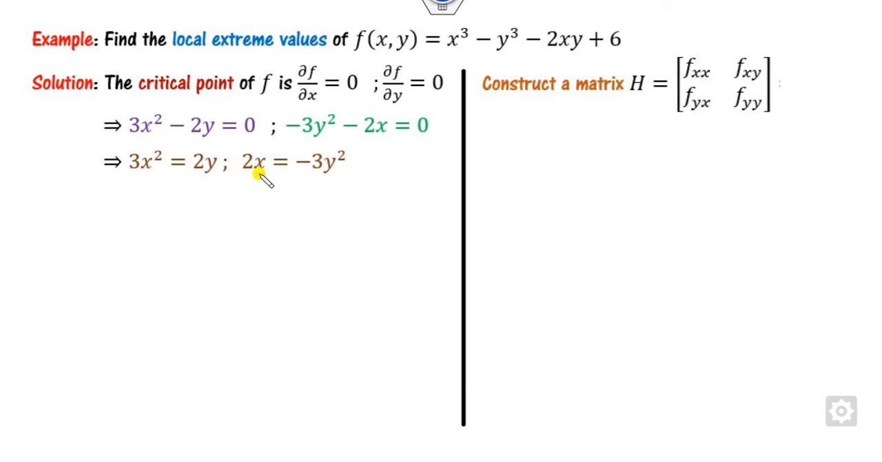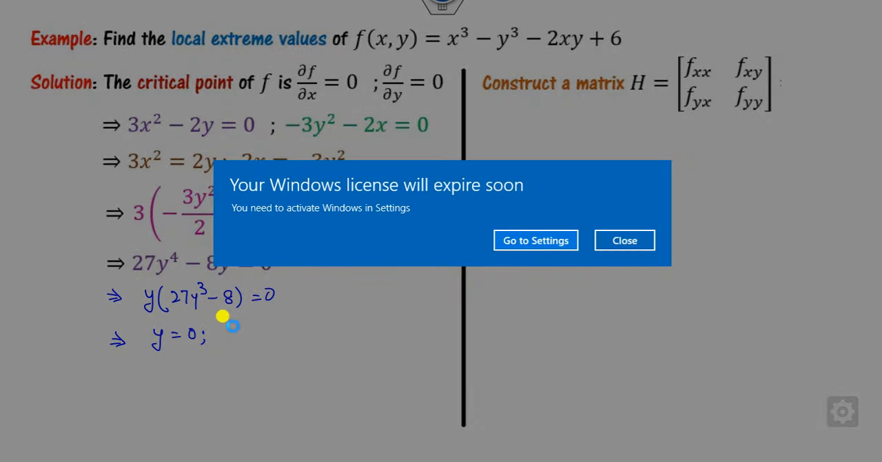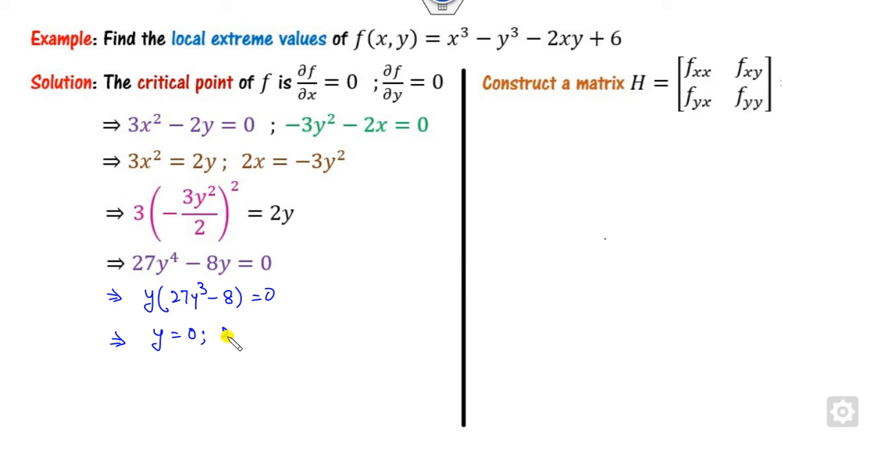What you can do, you can find the value of x from here, minus 3y square upon 2. I can substitute this value of x here. Now what is the value of this? So you can take y as a common, it is 27y cube minus 8 is 0. So what is the meaning of that? y is equal to 0, or y is 2 by 3. So y is 0, and y is 2 by 3.